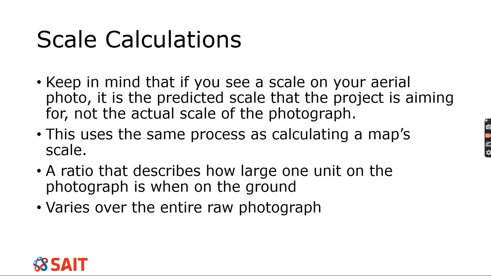If we were using a map and we were trying to calculate a map scale, the same process happens with the aerial photograph. So in definition, it becomes a ratio. It's a 1 to something ratio. It says how large is 1 unit on the photograph to 1 unit on the ground. So it might be 1 to 5,000, which means 1 centimeter on the photograph is 5,000 centimeters on the ground, and it can vary from there.